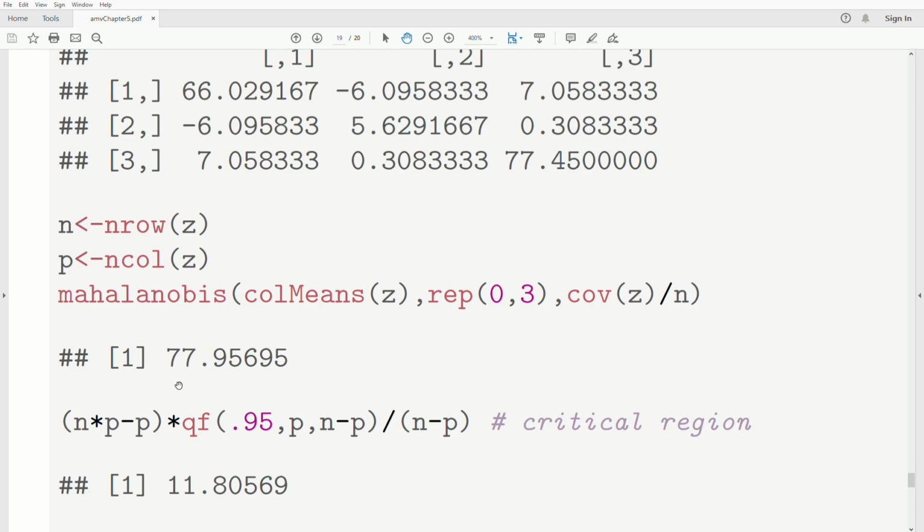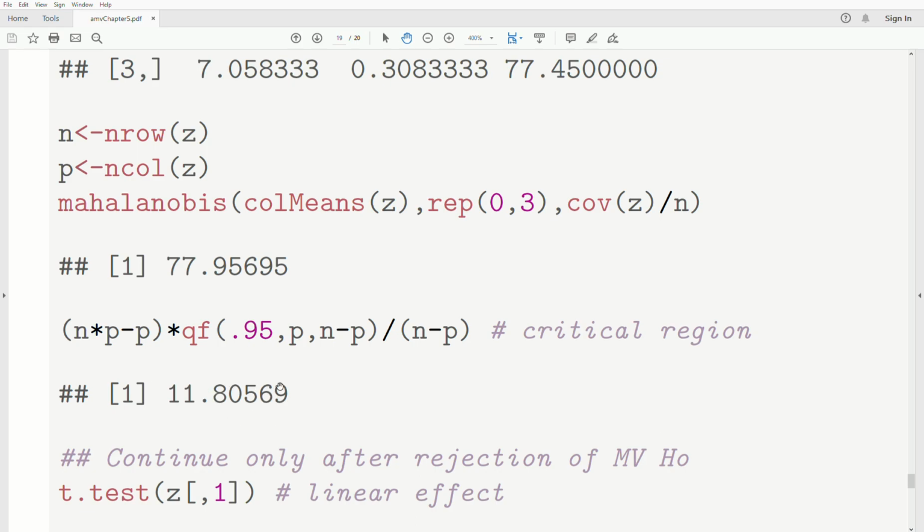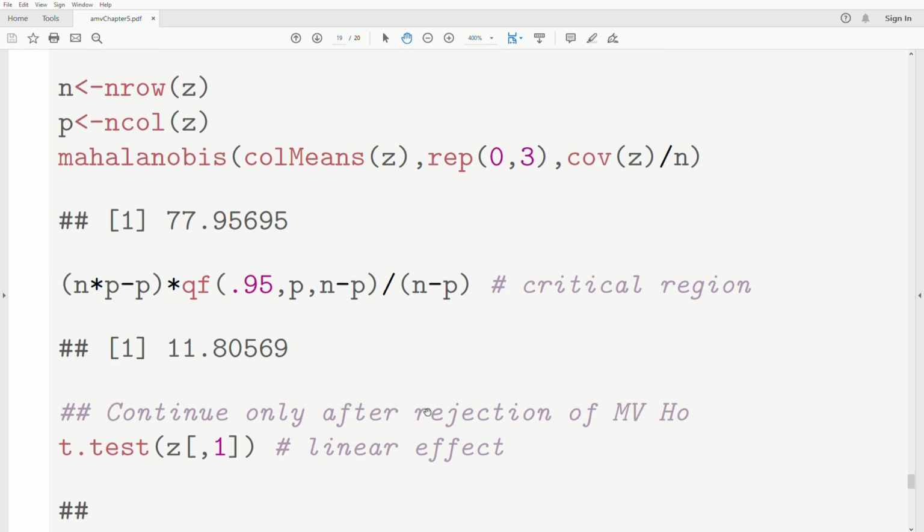Mahalanobis distance is 77. You know, the test statistic, the Hotelling's T-squared. The critical value is 11. So we reject the null hypothesis. There is a trend in this data that we're detecting. Well, now we've got to figure out what it is.